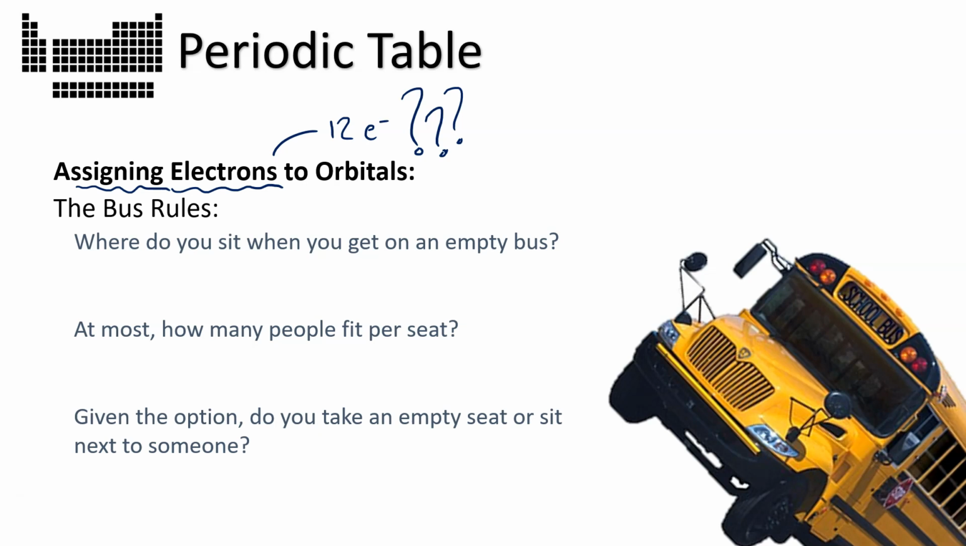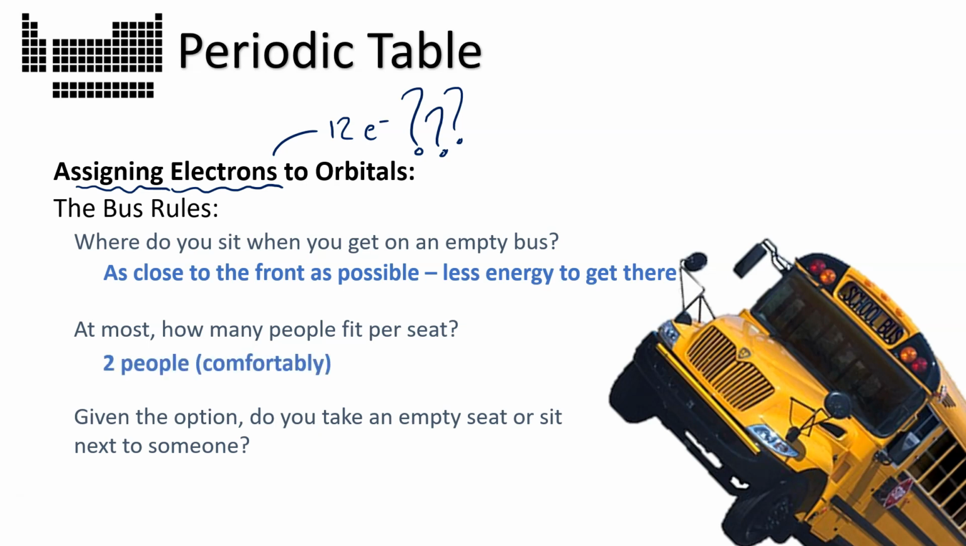We're first going to compare this to something not chemistry, and that is riding a bus. Because as strange as it sounds, putting electrons into orbitals is a whole lot like getting on a bus on your way to school. So the first thing is, where would you sit when you get on an empty bus? Assuming maybe you're super tired, you want to do as little walking as possible, you're going to sit as close to the front as possible since it takes less energy to get there. Why would you walk all the way to the back if you don't have to?